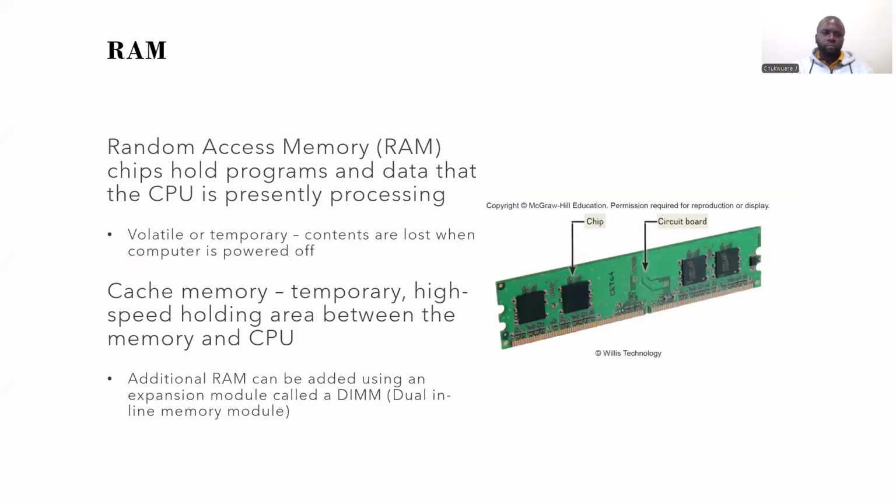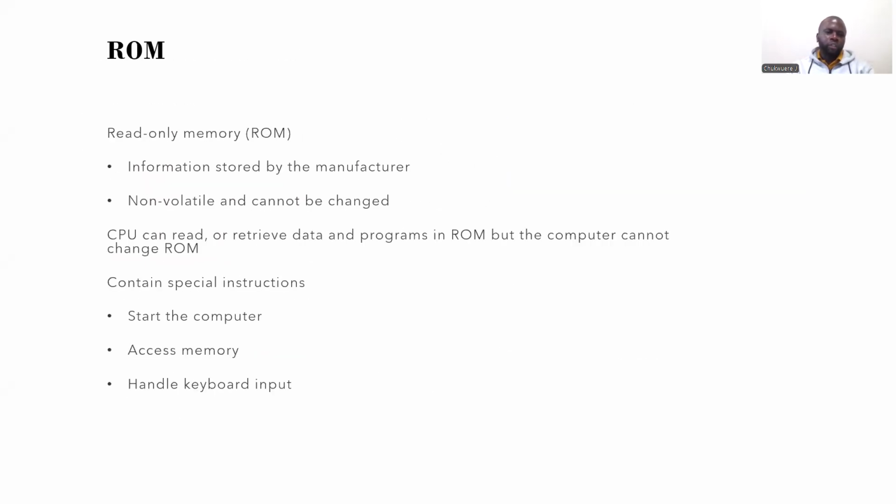Okay. Another part of your memory is your ROM, which is read-only memory. Information stored by the manufacturer is stored where? On the ROM, which means even when the power goes off, even when the electricity goes off, the content remains the same. For example, your operating system, right? Where is it going to be? Is it going to be the RAM or the ROM?